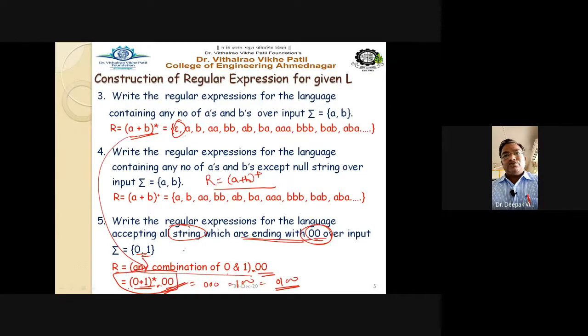If I expand (0+1)*, it has any combination: epsilon, then 0, 1, 00, 11, 01, 10, 000, 111. These are the strings contained in (0+1)*. If I take 0 first, I can have the string 0.00, or if I take 1, I can have 1.00. This last 00 is compulsory. Then 111.00, 01.00, or 1010.00, with 00 at the end.